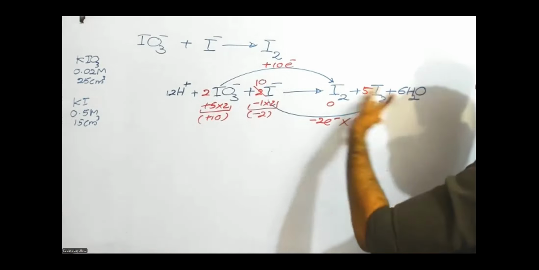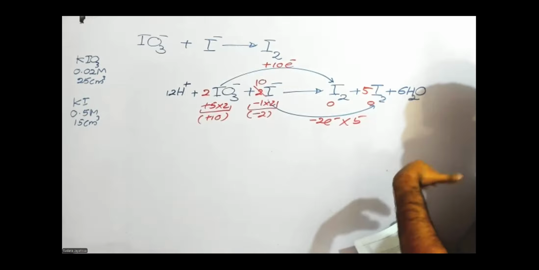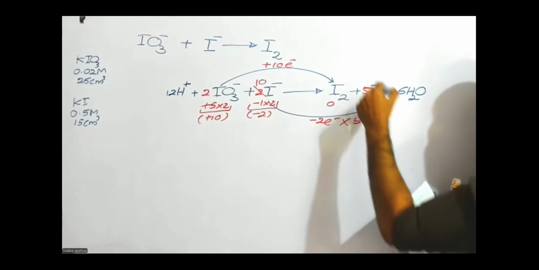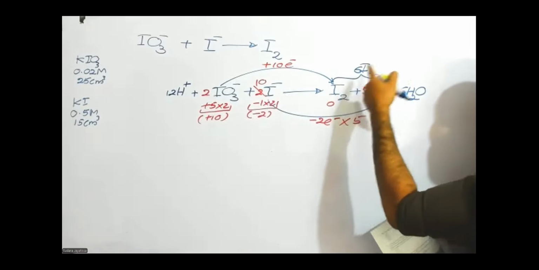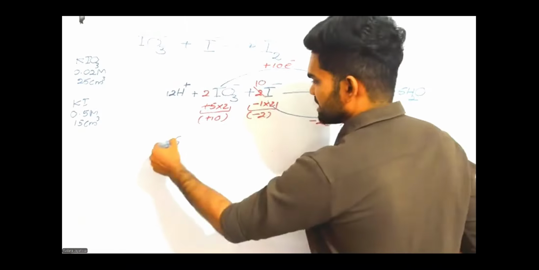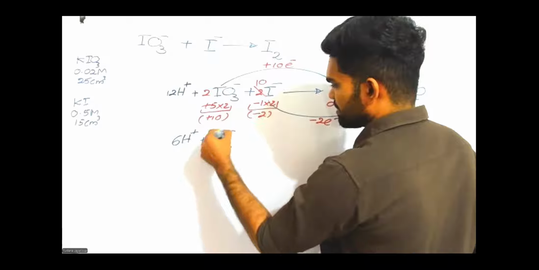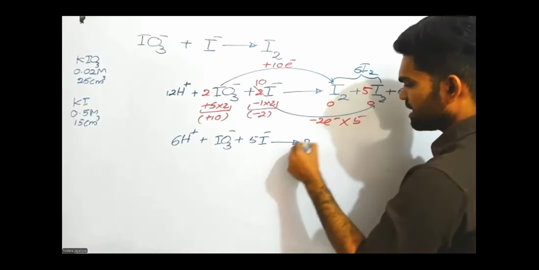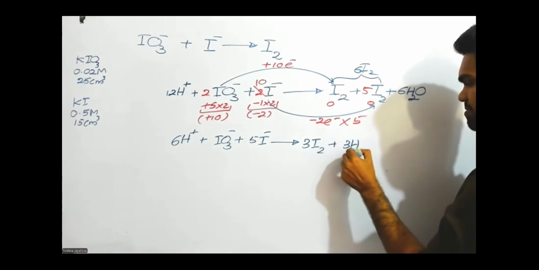Right, then you can use this equation for the rest of the question, but you can simplify this a little bit further. You can see, you can add them, and this will become 6H6I2. If it is 6I2, then it is divisible. Okay, you can write this equation: 6H plus IO3 minus 5I minus goes to 3I2 because you can divide it by 2, and 3 water.